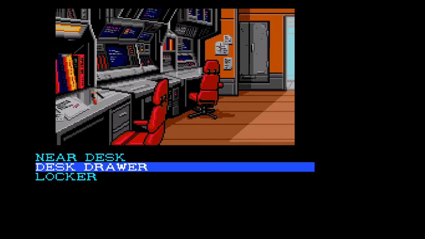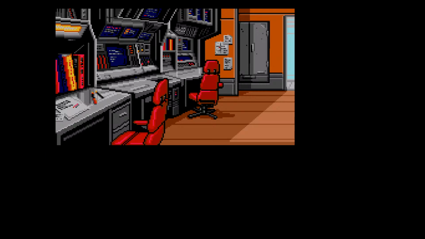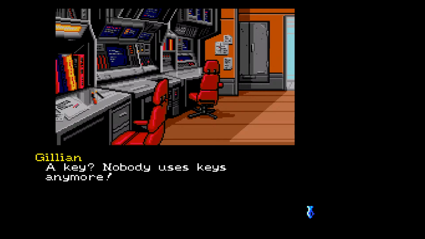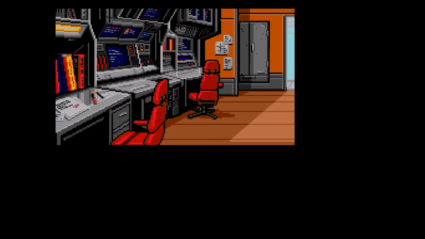Look. Desk drawer, there's a keyhole on the front.